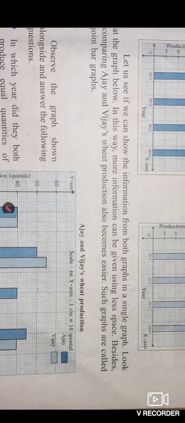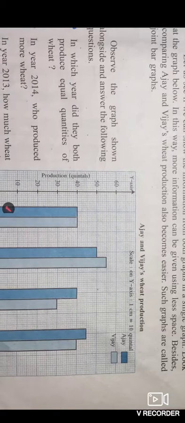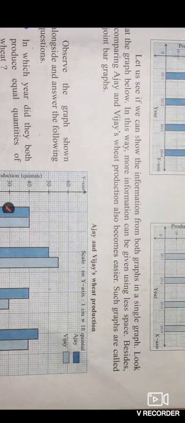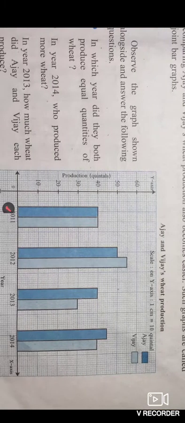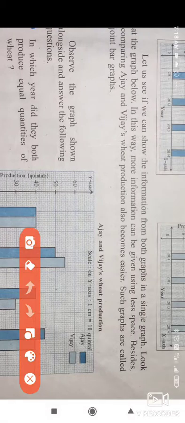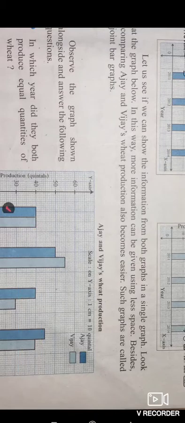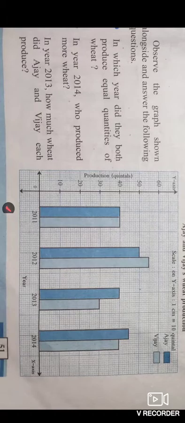Now let us see if we show the information from both the graphs in a single graph. Look at the graph below. This is the single graph, and here the production is given. In this way more information can be given using less space. In the earlier case, for two graphs we had to use more space, but in this one graph we are getting more information in less space. Now comparing Ajay's and Vijay's wheat production also becomes easier. Such graphs are called joint bar graphs.